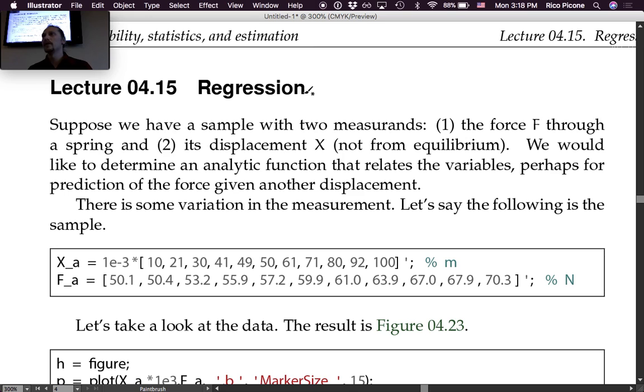So maybe we measure it for like 10 displacements or whatever I choose. I think it's like 10. And then we want to be able to extrapolate what the force would be for any displacement, perhaps. Or maybe we want to find the spring constant. These are the types of things we might want to know.